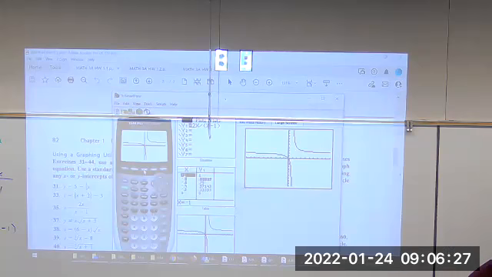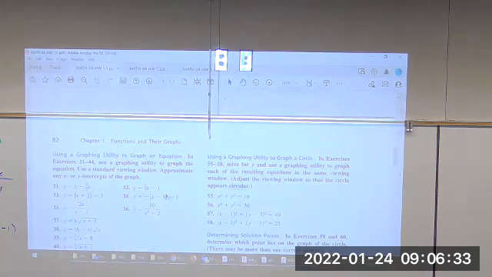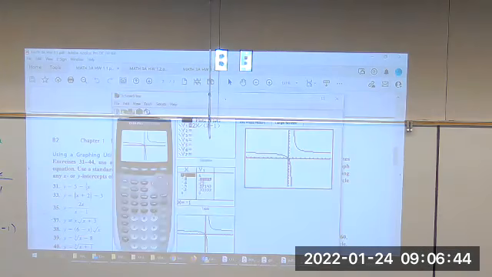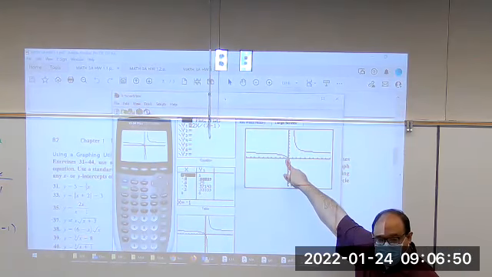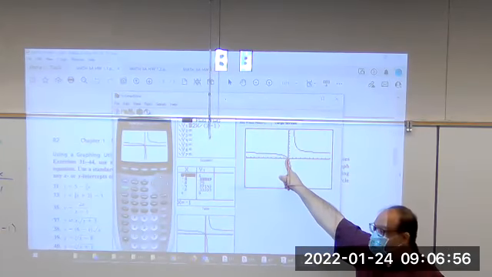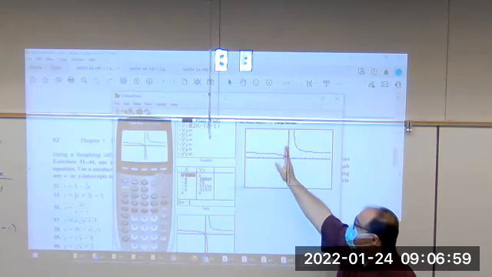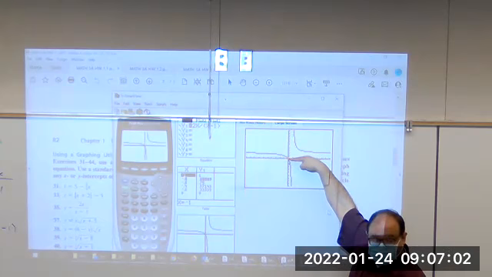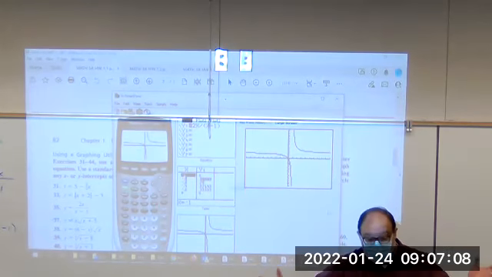It said to approximate the x or y intercepts for the graph. So if I look at my graph in this window, it looks like the x-intercept, where it crosses the x-axis, is right here at 0. And the y-intercept, where it's crossing the y-axis, is also at 0. So it looks like the x-intercept is 0 and the y-intercept is 0. That's what it looks like, approximately.